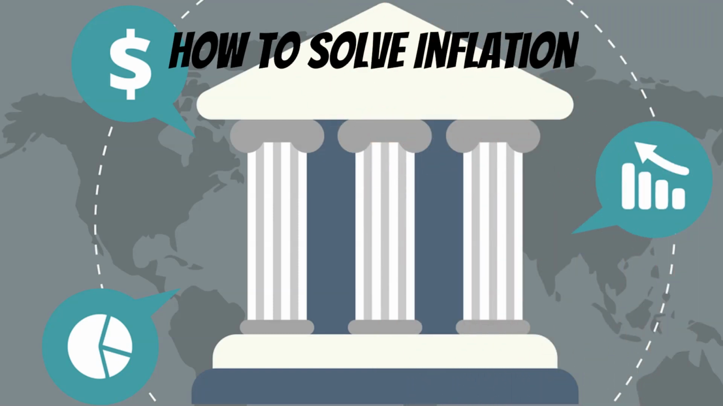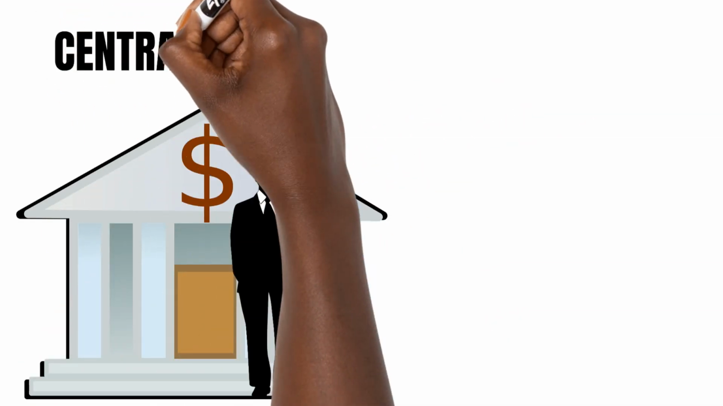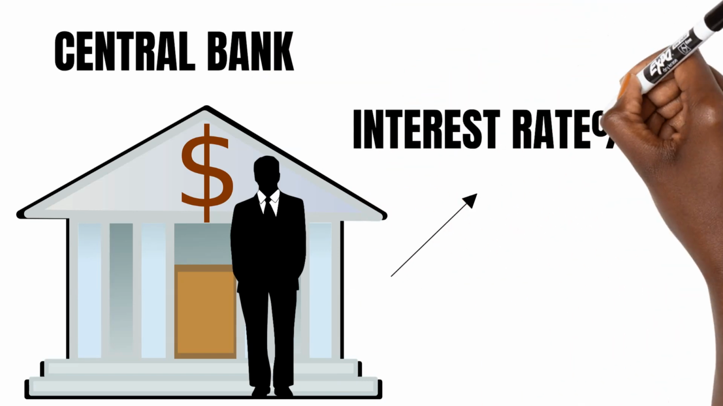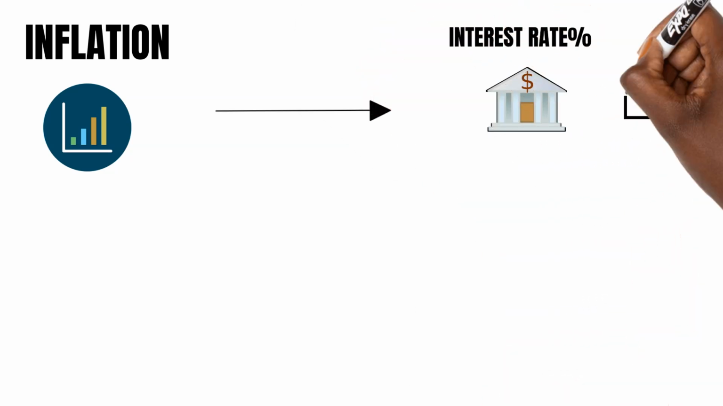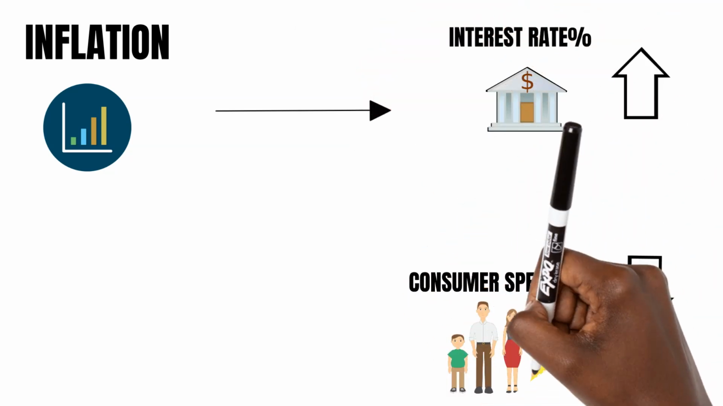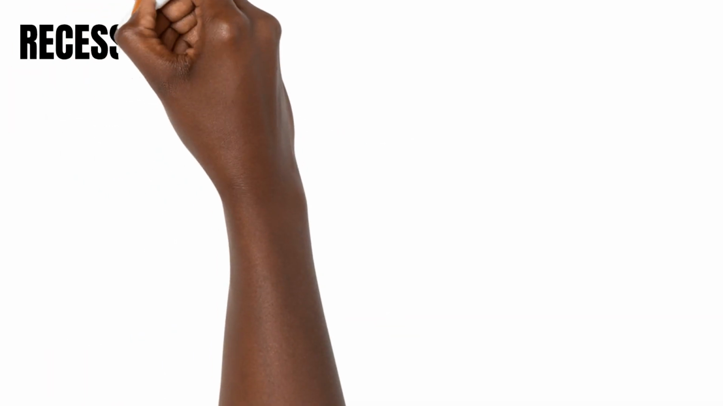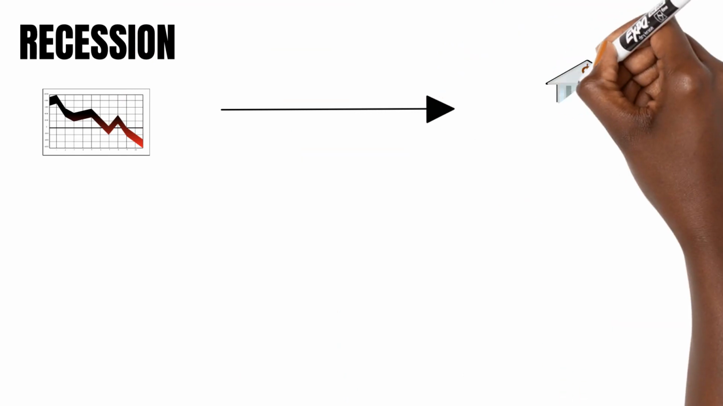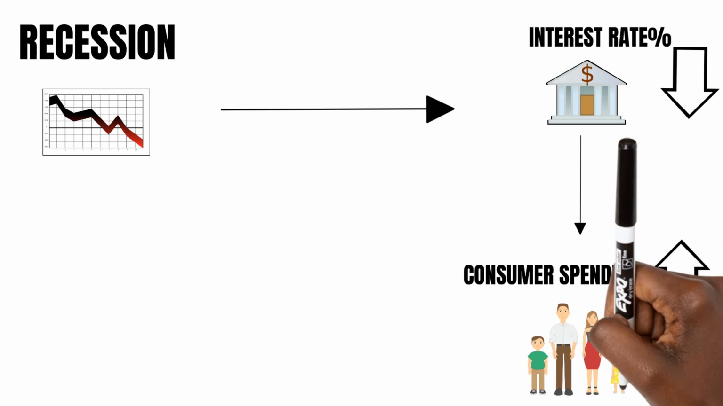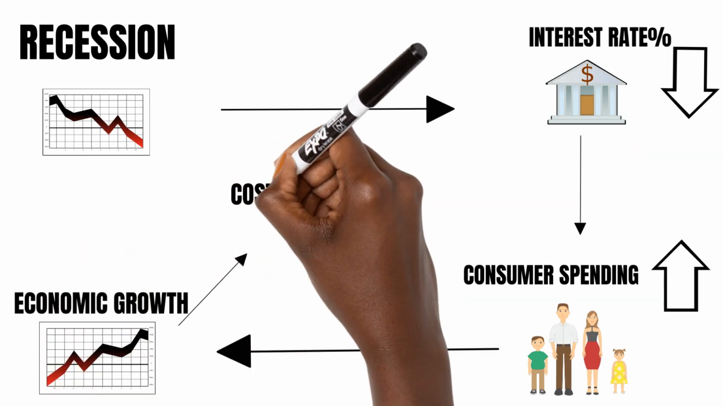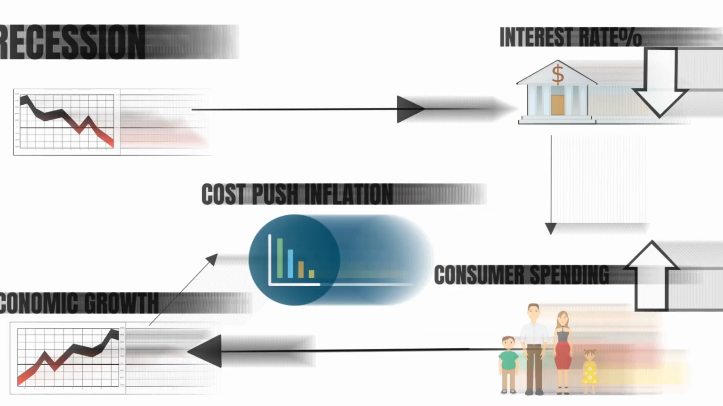Now, coming to the cure for inflation, the central bank of a country, which is responsible for the monetary policy, plays a crucial role in controlling inflation. The main tool used by central banks to control inflation is the interest rate. When inflation is rising, the central bank can increase interest rates to reduce consumer spending, which can help to reduce demand-pull inflation. On the other hand, if the economy is in a recession, the central bank can lower interest rates to stimulate spending and boost economic growth. This can help to prevent cost-push inflation, as companies are more likely to keep prices stable in a competitive environment.